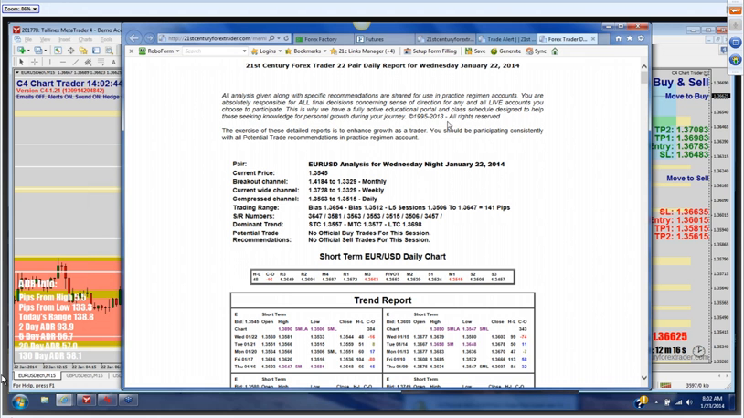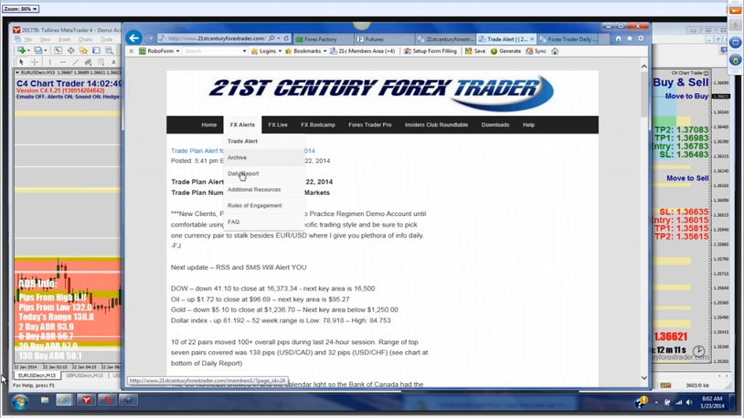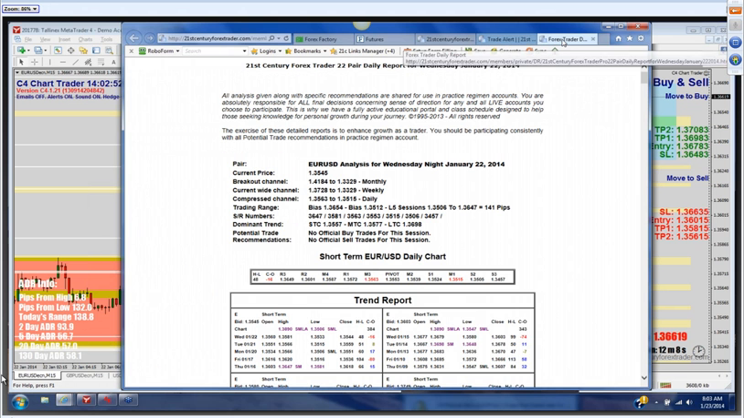The other thing we'll have open is our daily report, which can be found here in the members area by going to FX Alerts, down to Daily Report, and then selecting the very top one. That'll bring up this page, which is your daily report page on 22 currency pairs.